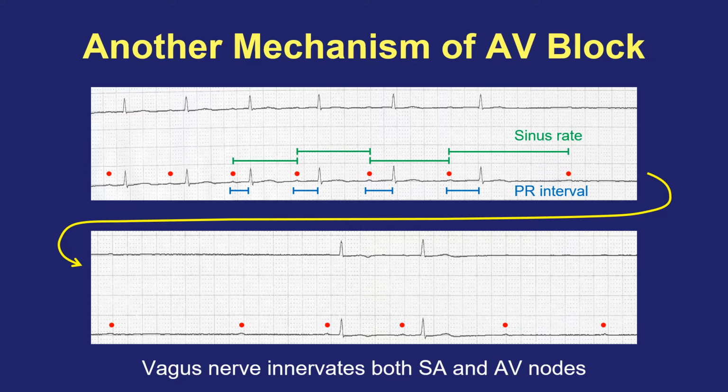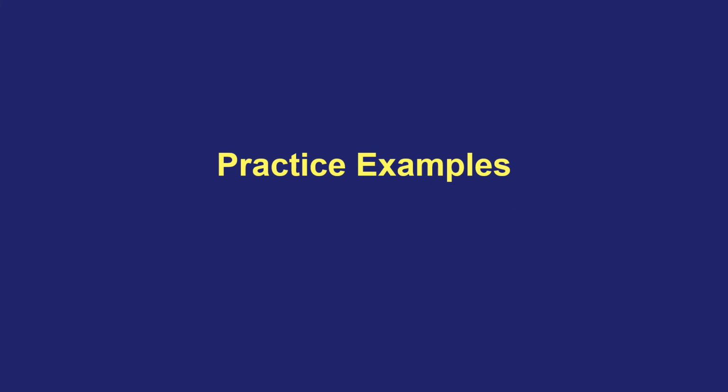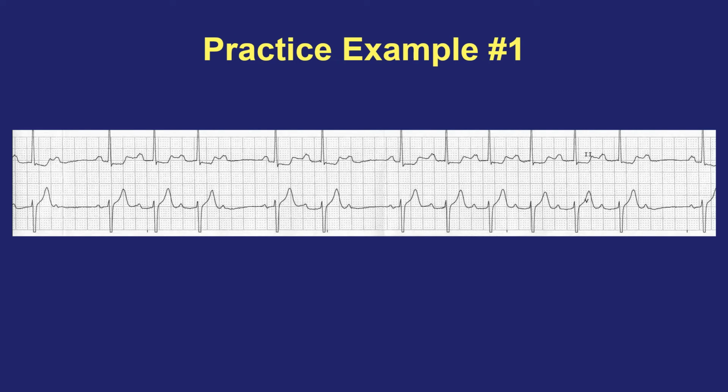Again, it's important to remember that the vagus nerve, autonomic tone, affects both the sinus node and the AV node, but not the His-Purkinje system. Let's do a few more practice examples to solidify our understanding of AV node level block and His-Purkinje level block. Here's example number 1. Take a look at the PR relationship, the grouped beating, the QRS morphology, and I'm going to create little checklists so that we can review the principles that we've discussed.